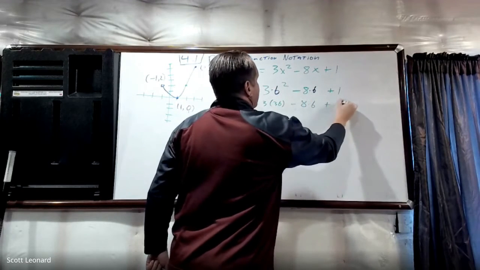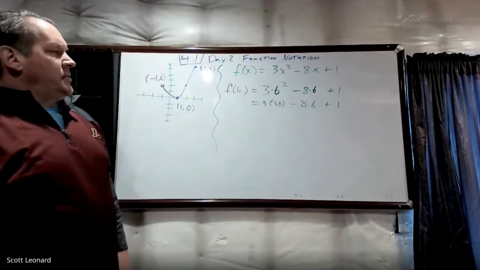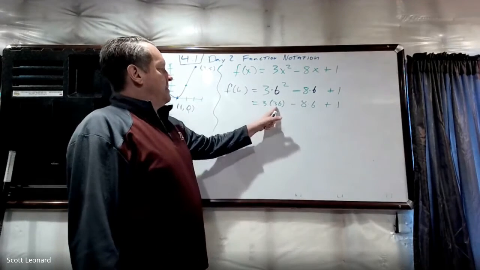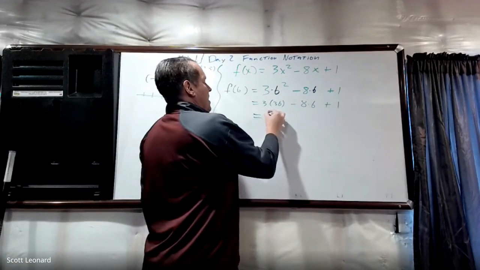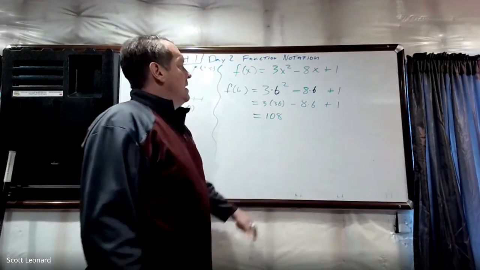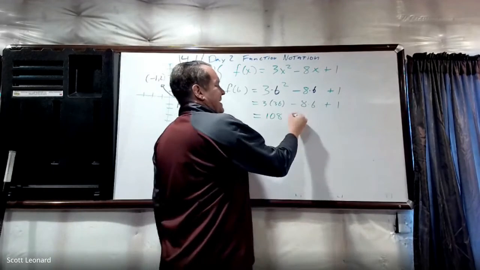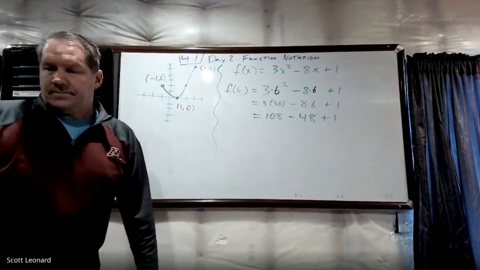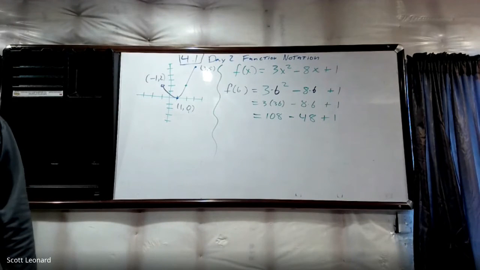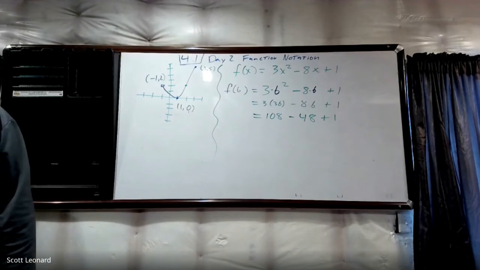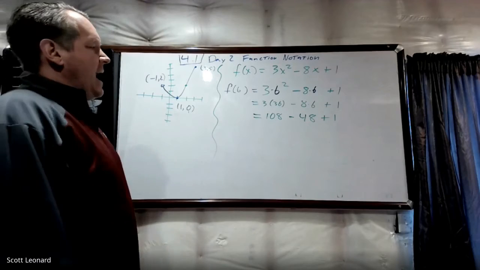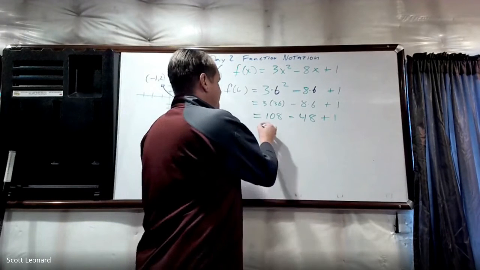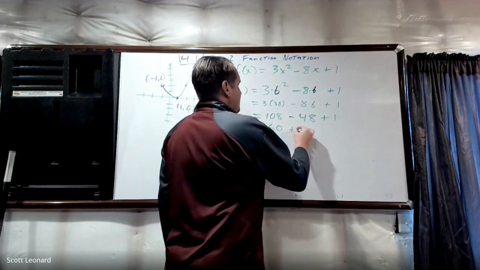Minus 8 times 6 plus 1. PEMDAS says do your multiplication next. 3 times 36, 108. 8 times 6 is 48, plus 1. Is everybody lost by this so far? All right. PEMDAS says add and subtract from left to right. I'm going to do 108 minus 48. I'll get 60 plus 1.